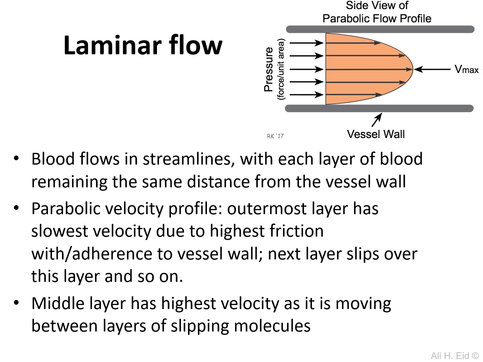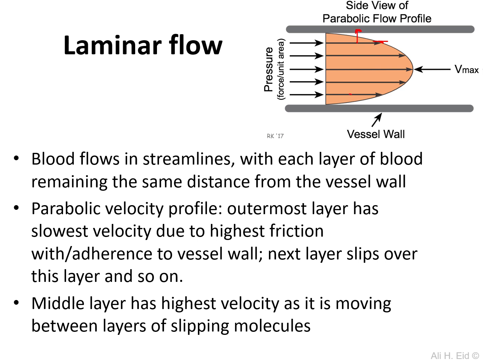Now, interestingly, blood flows basically in streamlines, imaginary lines, with each layer of the blood remaining roughly at the same distance from the vessel wall. So, as these are moving, they assume what looks like a parabolic profile, and the reason for that is very simple. The outermost layer is going to be the slowest because that's the one that is in closest proximity with the vessel wall, so it has the highest friction.